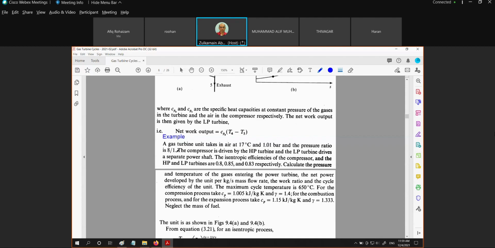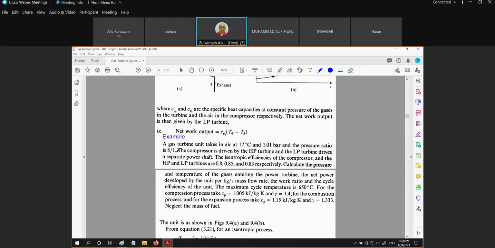Now you see, it's mentioned in the question that we have how many shafts? We have two shafts. One shaft is attached between the compressor and the turbine high pressure, and another shaft is attaching the low pressure turbine, which drives the power shaft. So a power shaft should be running the W net, as what we want. Usually for a power plant, we need to run an electric generator.